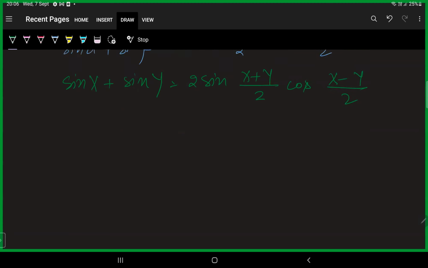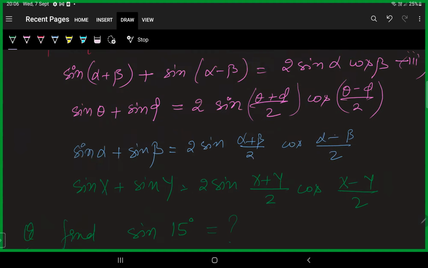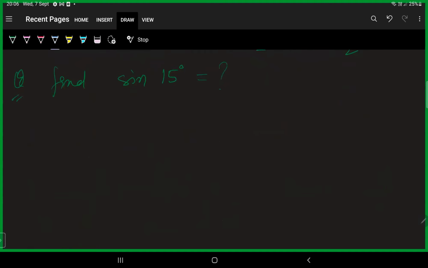Okay, so let's do one problem based on this. Find sine 15 degrees. I suppose you all know this. Find the value of sine 15.